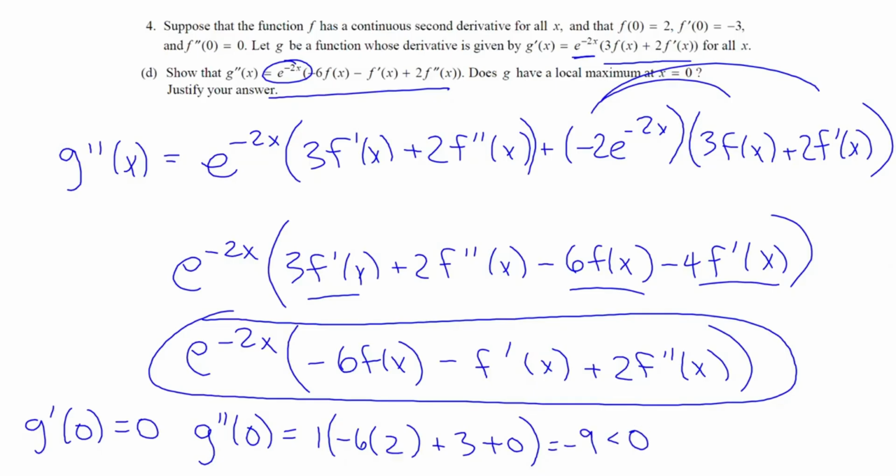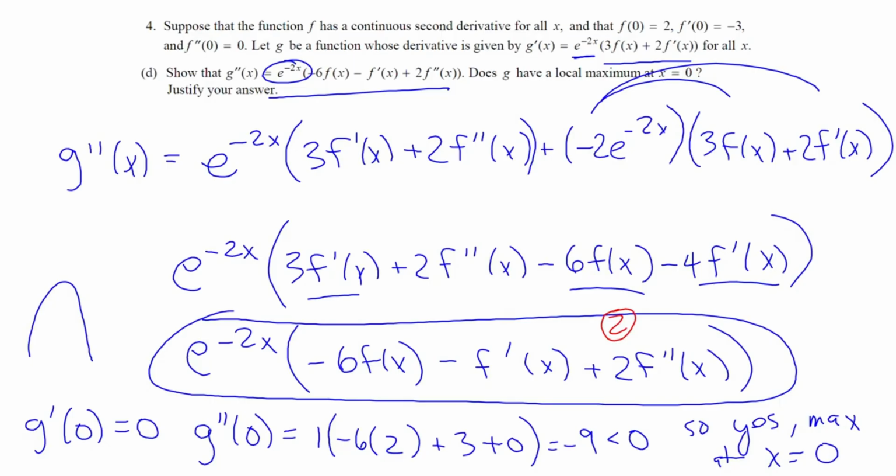When the second derivative is negative, we know the function is concave down, which means there is a maximum. So we will say, yes, there is a max at x equals 0. And they gave you 4 points for this. 2 for the correct verification of the derivative.